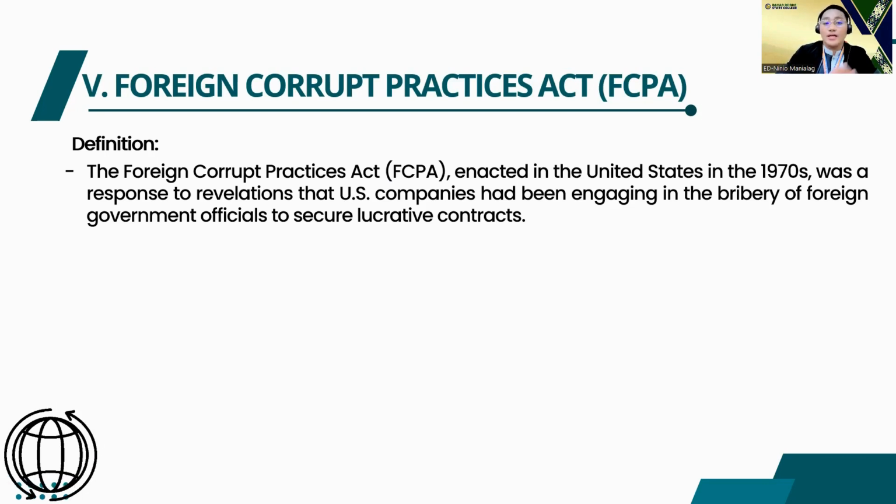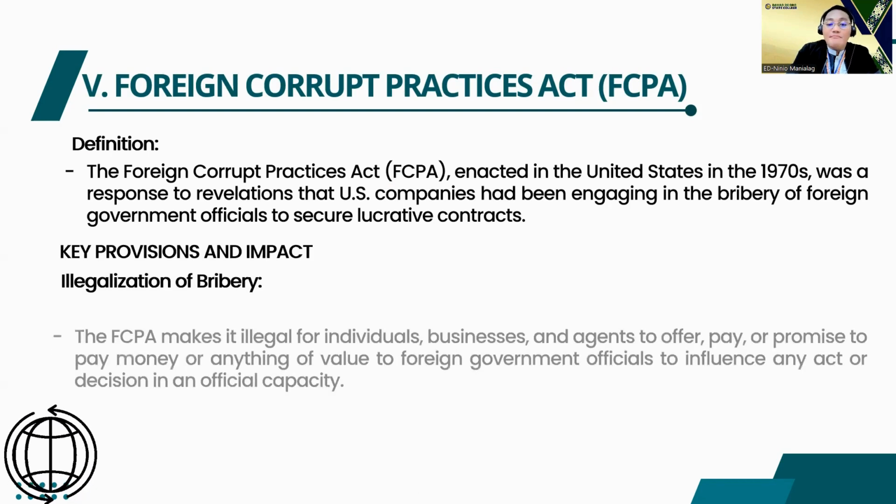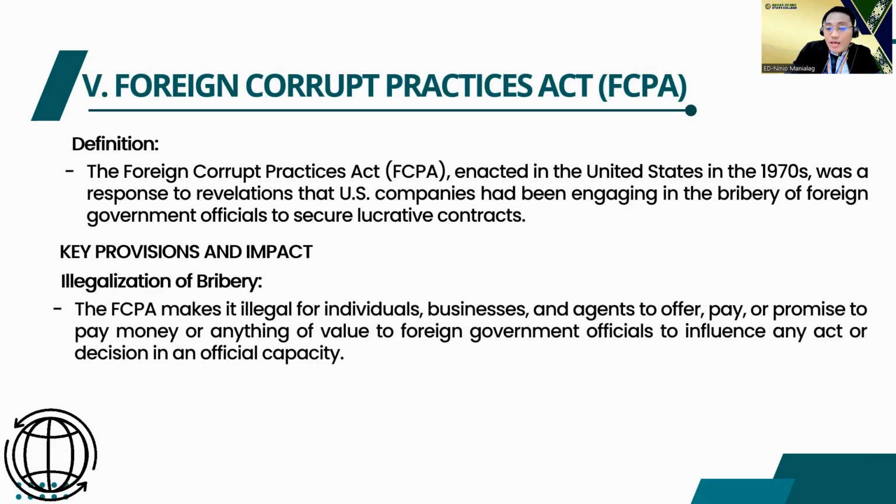Now, we do have here the key provisions and impact, and these are the following. First is the illegalization of bribery. The FCPA makes it illegal for individuals, businesses, and agents to offer, pay, or promise to pay money or anything of value to foreign government officials to influence any act or decision in an official capacity. This law targets corruption in international business transactions, aiming to create a level playing field for honest businesses.